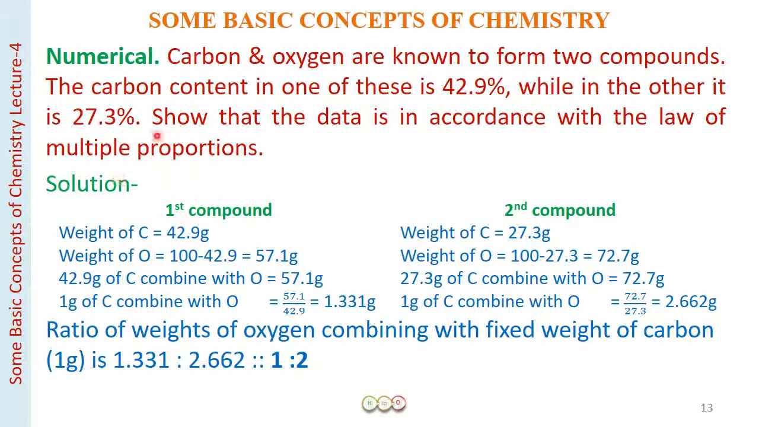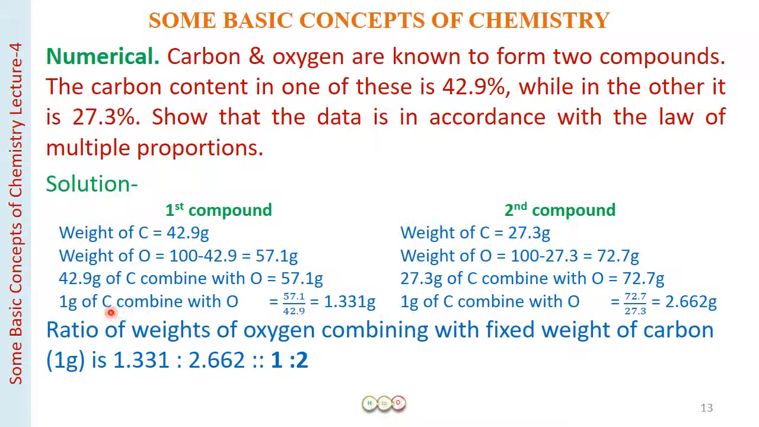So what we are going to do is fix the weight of carbon and see how much oxygen is combining with that fixed weight of carbon. In the first compound, we have the weight of carbon. Because it is 42.9%, we can say that it is 42.9 gram, and oxygen would be 100 minus 42.9, so 57.1 gram. Now, as 42.9 gram of carbon is combining with oxygen 57.1 gram, 1 gram of carbon combines with how much oxygen? 1.331 gram.